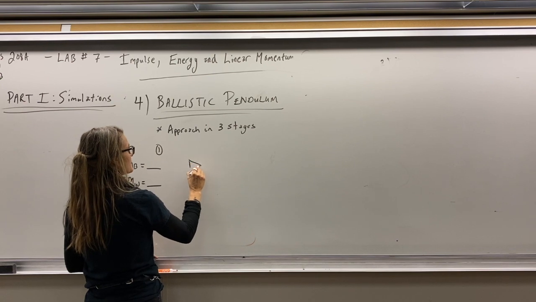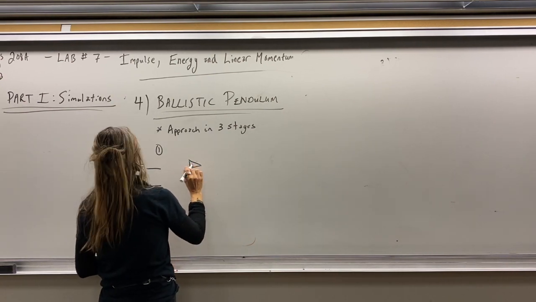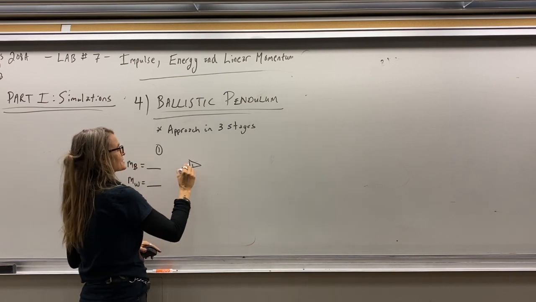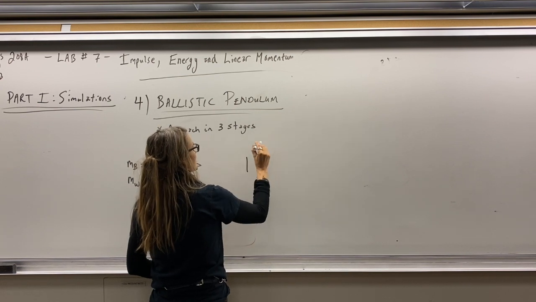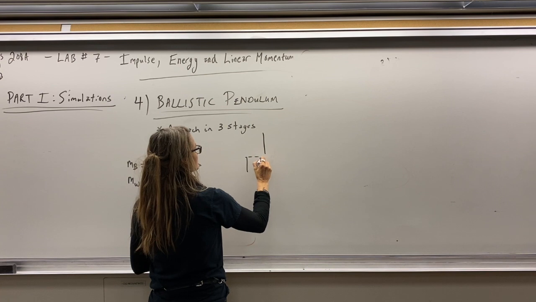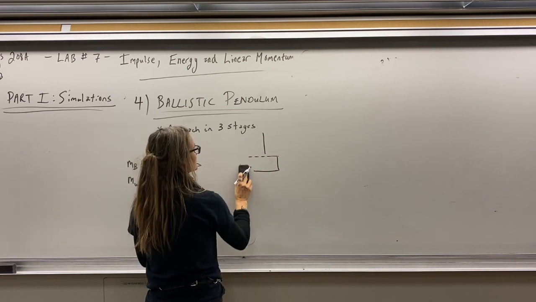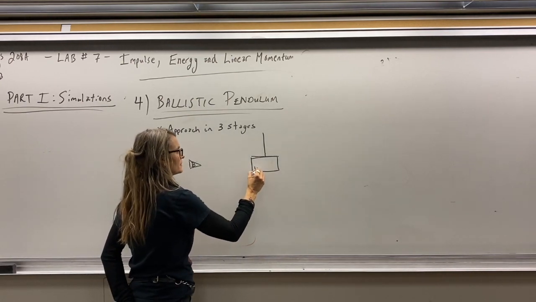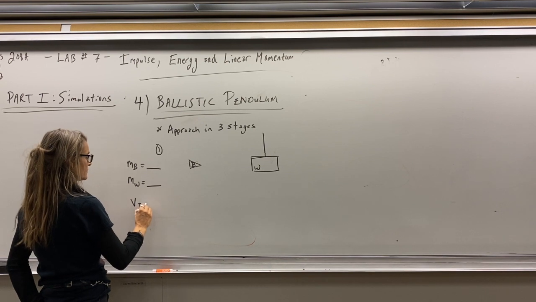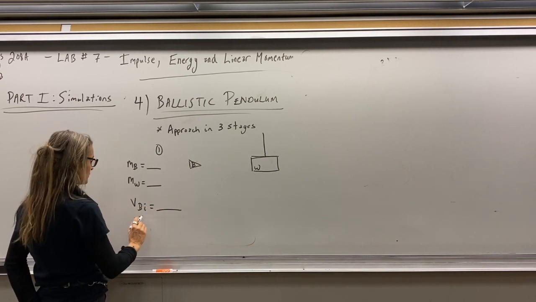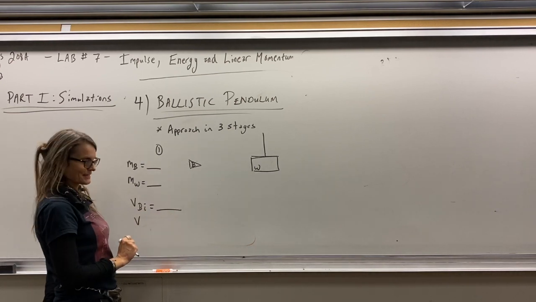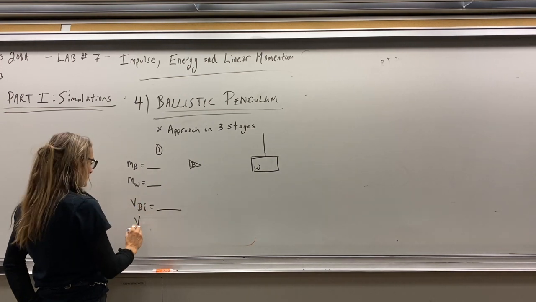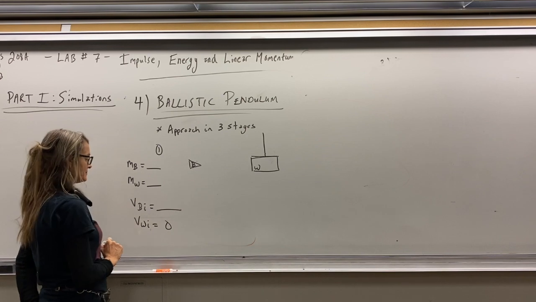So we're going to have the mass of our block here, and the mass of our bullet. This is our bullet right here. And then we're going to have this wood block that's suspended from a string at a certain height. Okay, so here's our wood block. The bullet will initially have a certain velocity. The wood block, however, will be stationary, so its velocity is 0.